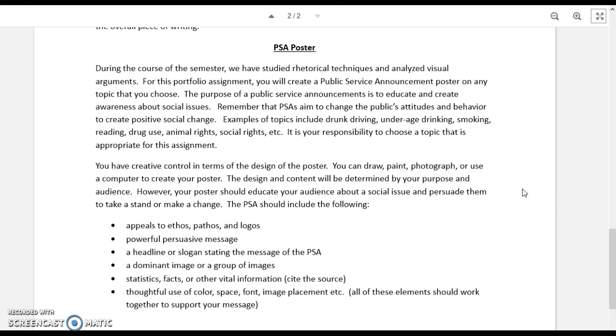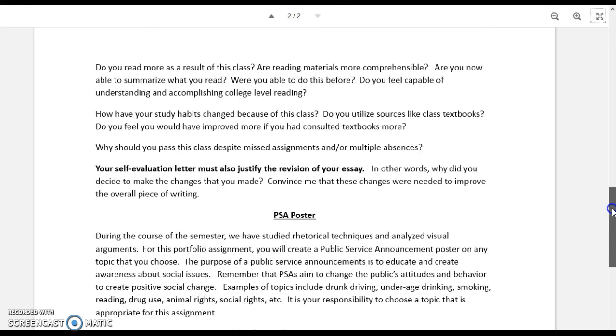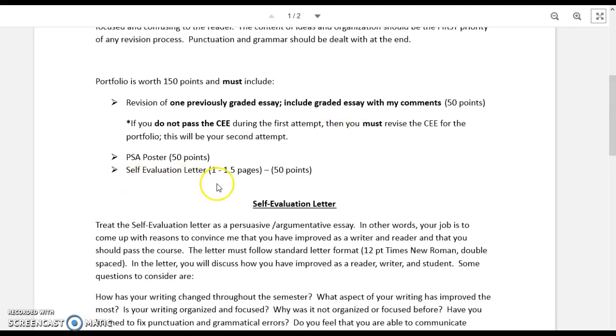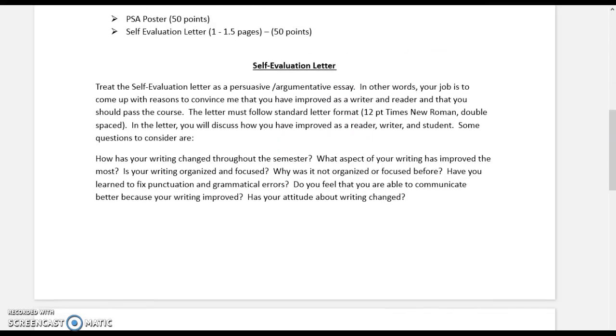Some of the examples that I am going to show you, I scanned them and they look just fine, so keep in mind that you do have options. And the last component of the portfolio is the self-evaluation letter. All of these are worth 50 points. I do not accept incomplete portfolios, so you want to make sure that when you submit your portfolio, you submit all 3 files.